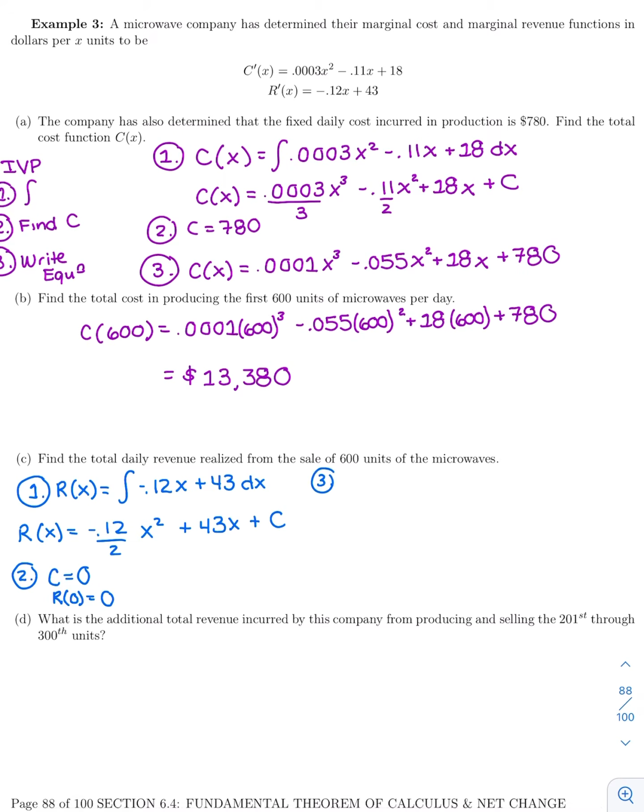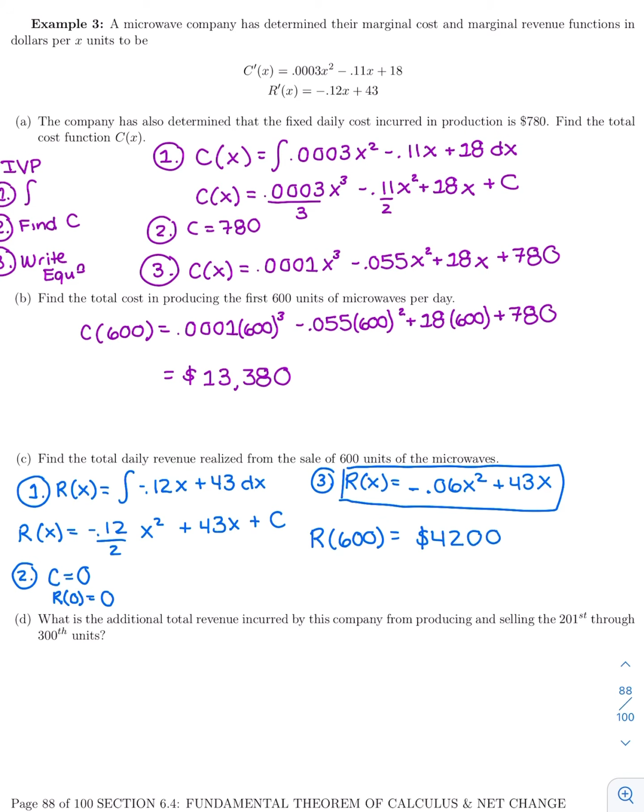So for our third step, writing that final equation, r of x, I can simplify this. Negative 0.12 divided by 2 is going to be negative 0.06 x squared plus 43x, and then C is 0. There's no initial value. So there's our total revenue function. And we are asked, what is the revenue from selling 600 microwaves? So now I can finally answer this question. R of 600, I'd probably have to grab my calculator and just plug in 600 for x. And I'm getting $4,200 out.